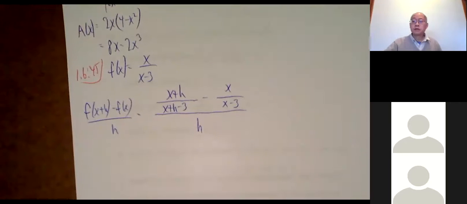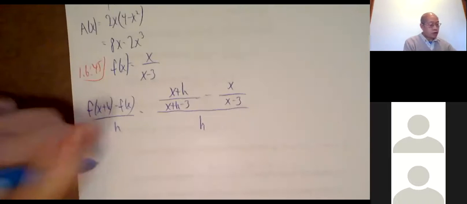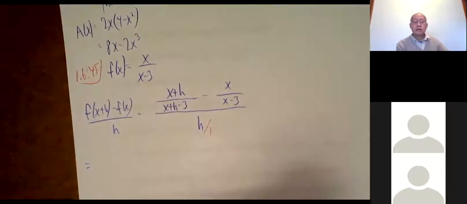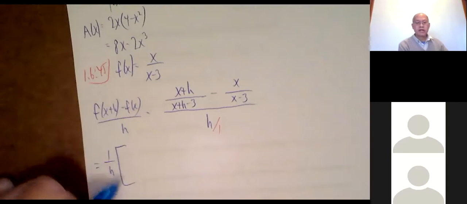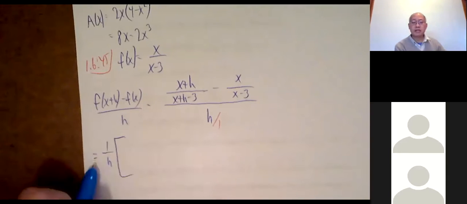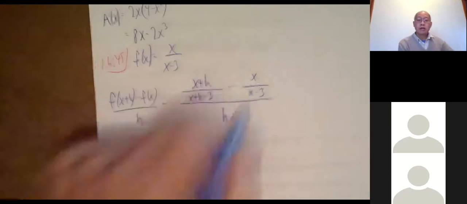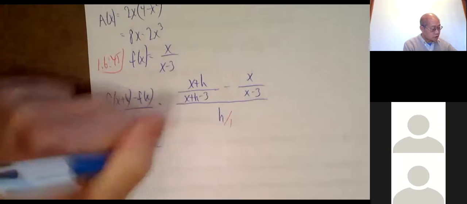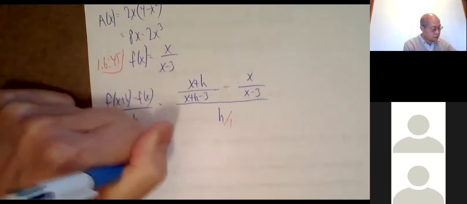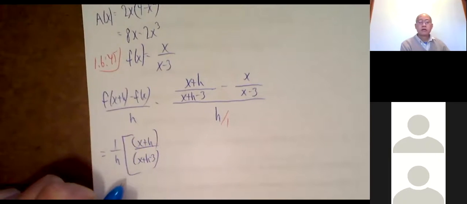So I have this. Okay, and now I want to clean that up. You might recall the trick: if you divide by h, which is like h over 1, you can say multiply by 1 over h. It just looks better. So dividing by h is the same as multiplying by 1 over h. Okay, and now that minus that, x plus h over x plus h minus 3. Leave a space. If you're copying what I have, leave a space.